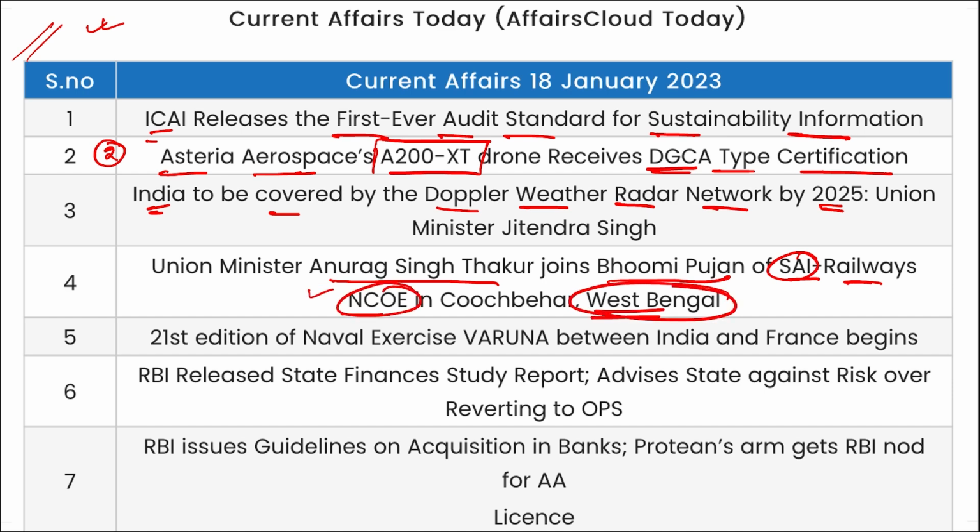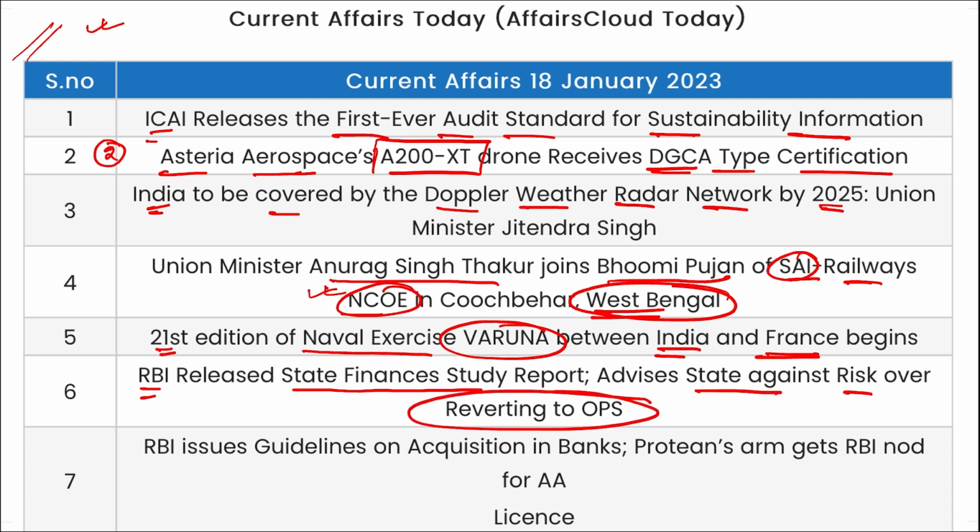This is where the National Center of Excellence will be built. It will be in West Bengal. Then the 21st edition of the naval exercise Varuna was held between the Indian Navy and the French Navy. RBI has released the State Finances study report and has advised the states against the risk of reverting to the old pension scheme. RBI has issued guidelines on acquisition in banks.